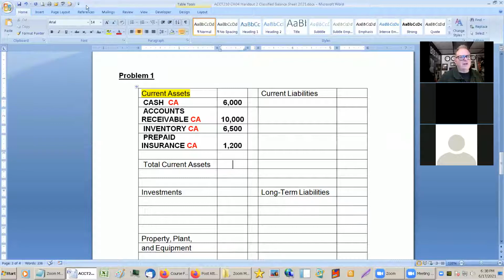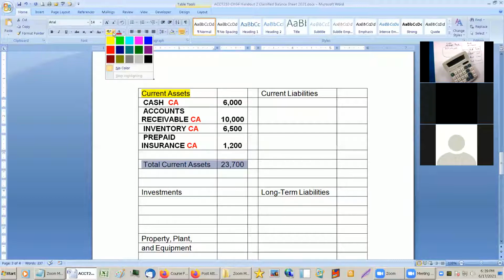Okay, so these are all of our current assets. And so we'll have a total current assets. There we go. So we'll add up all of our total current assets, and they come out to some number. $23,700. So these would be the total current assets. These are things that are going to be used up or turned into cash within 1 year.